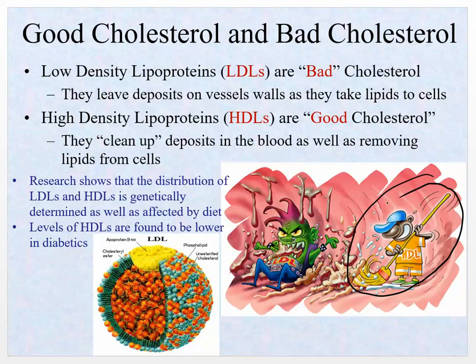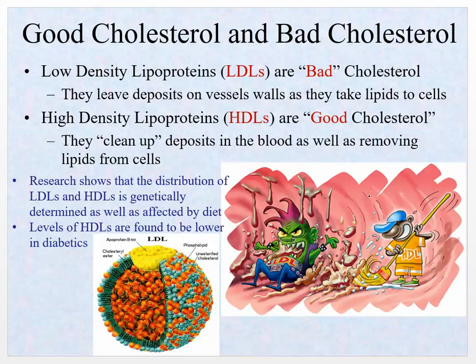Okay. So research shows that the distribution of LDLs and HDLs is genetically determined as well as affected by diet. So we used to think that our cholesterol level was pretty much mostly affected by diet, but we've learned that it is genetic. And so there are medications that can help other diseases. This also mentions other diseases. Levels of HDLs are found to be lower in diabetics. Okay? So there are certain statin drugs, things like that, because that can lower your low density lipoproteins.